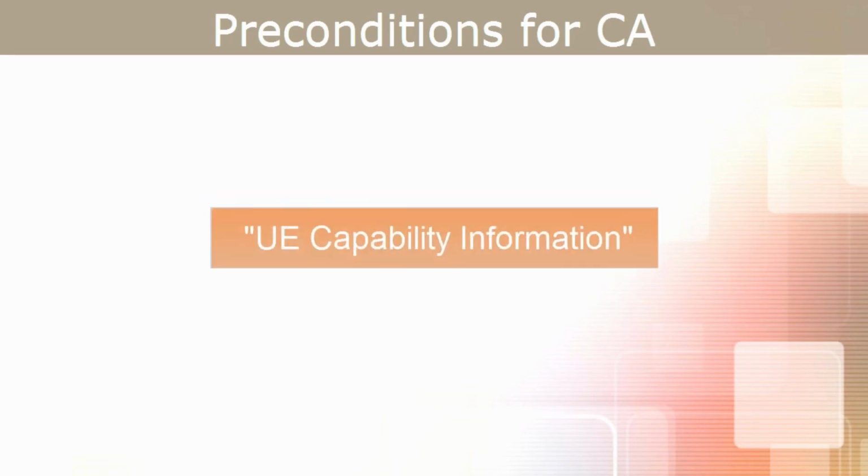The main precondition for CA is that the UE should be capable of it. The UE tells its CA capability to the network at the time of registration in the UE capability information message. These UE capabilities are the most difficult part in understanding CA. The rest of the things about CA are very easy. Let's see what information the UE sends to the network for its CA capabilities.